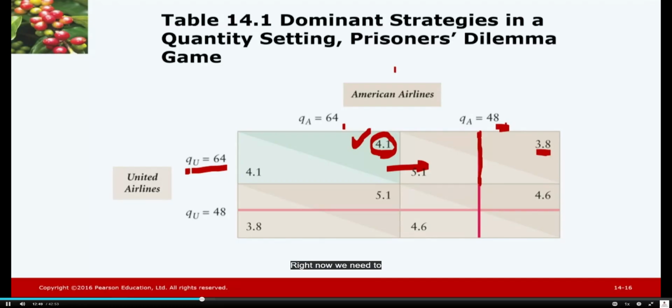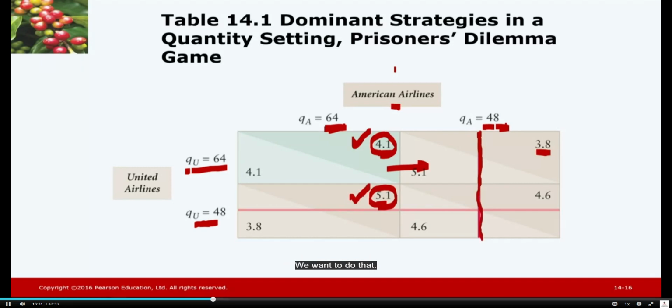Now we need to see, if we're developing a strategy, and we start with United again and look across the second row, if we believe United is going to produce a low output of 48, what would our best profit maximizing response be as American? Would it be to produce a high output of 64 and earn a profit of 5.1, or to produce a low output of 48 and earn 4.6? Once again, the high output produces a higher profit. If we produce 48, we'll only earn 4.6. So you can give that a tick again, or rule this out.